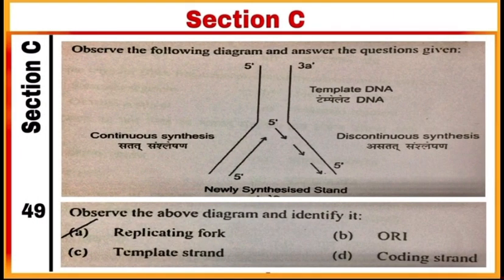Now, come to section C. In this section, 12 questions are there and you have to attempt any 10 questions. Also, question number 49 to 54 are case-based questions. Now, see the case given. Observe the following diagram and answer the questions given. Question number 49. Observe the above diagram and identify it. This diagram is showing formation of replication fork at the time of DNA replication. So, here mark A as a correct answer.